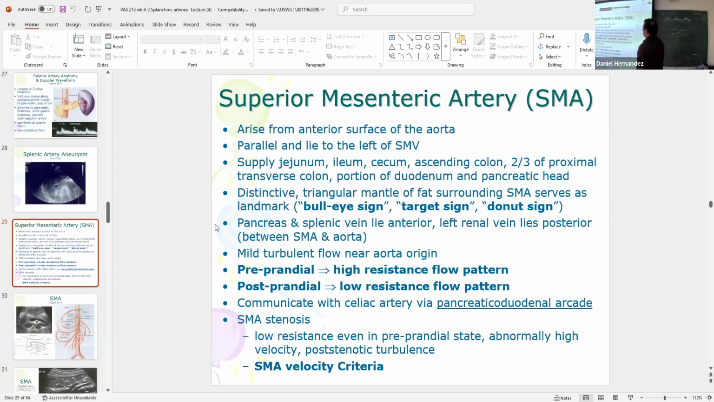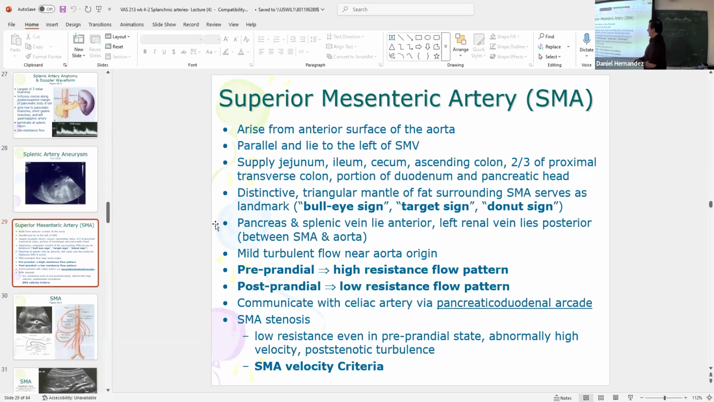The areas that are supplied by the SMA include basically the whole right side, a patient's right side, of their digestive tract. So the ascending colon, transverse colon, the small intestines that exist there: the jejunum, ileum, cecum, ascending colon, the proximal two-thirds of the transverse colon, a portion of the duodenum, and the pancreatic head. So basically all the right side, or a little bit past midline, is all the territory for the SMA.